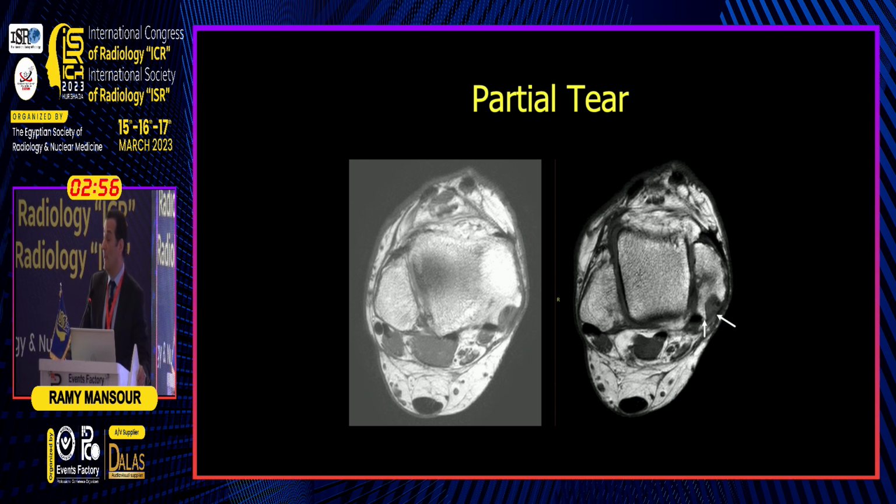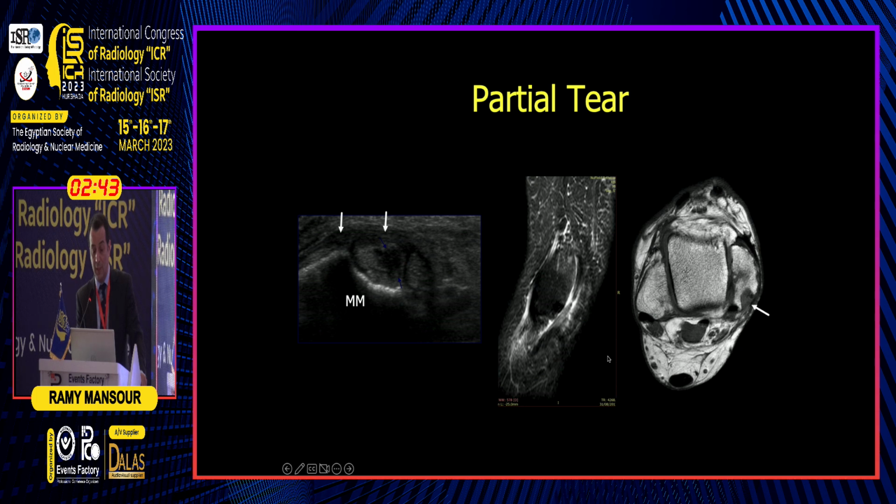Partial tear can happen. If the tendinopathy is chronic and not treated, it can lead to a partial tear. You can see in this patient that there are tiny fibers which are intact in the axial view, and on the sagittal view you can see that it's a partial tear with fluid around it, and a similar thing can appear in the ultrasound.